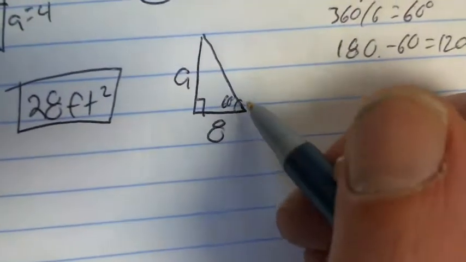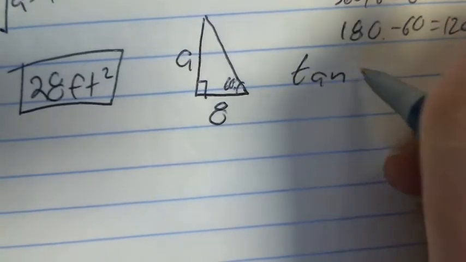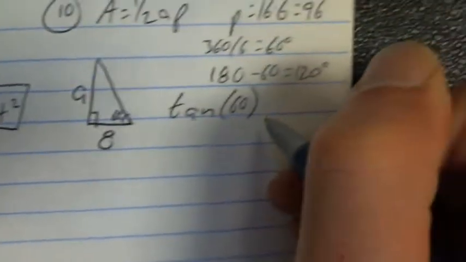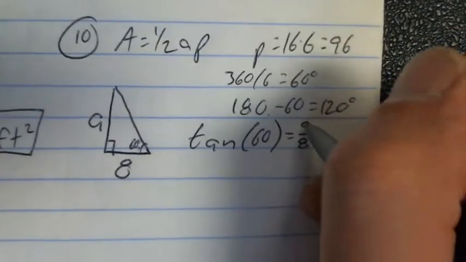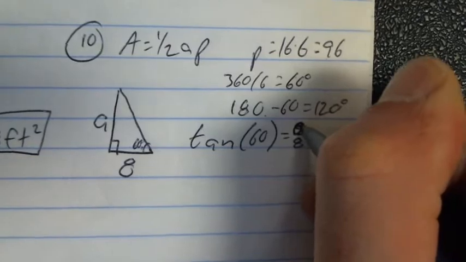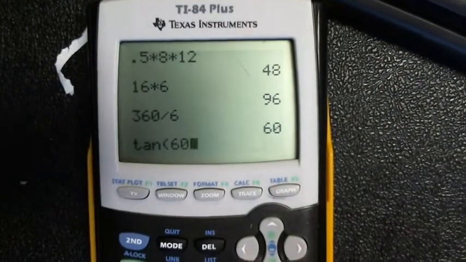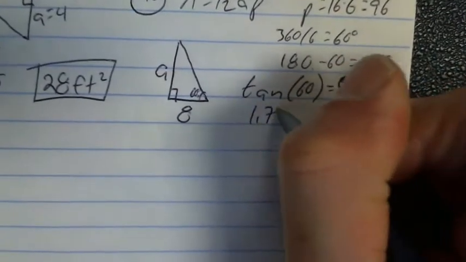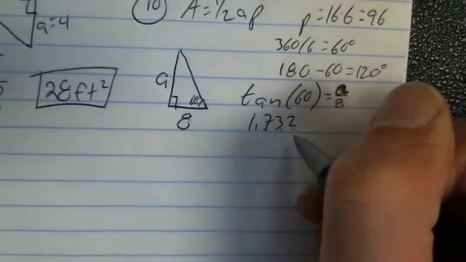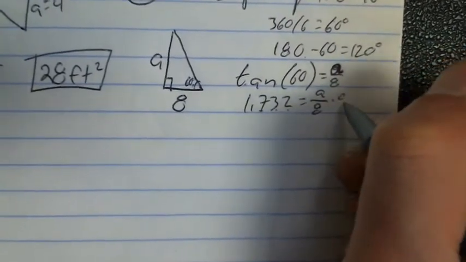So here we are. It's our angle, opposite, adjacent. That means the tangent of 60 degrees was A over 8. We have the degrees, plug them right in. Tangent of 60, 1.732. Always using 3 decimal places for tan. So 1.732 equals A over 8. Multiply both sides.